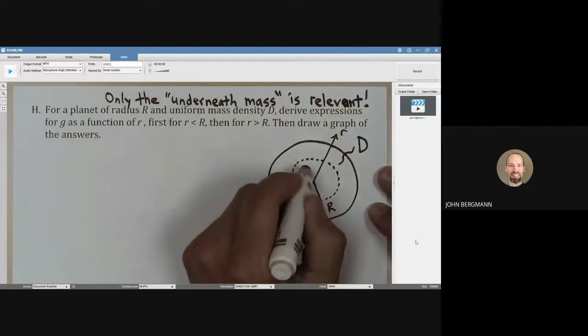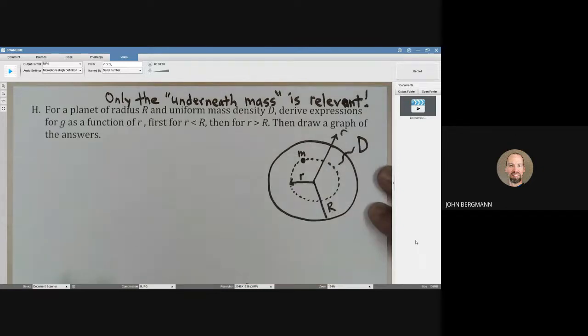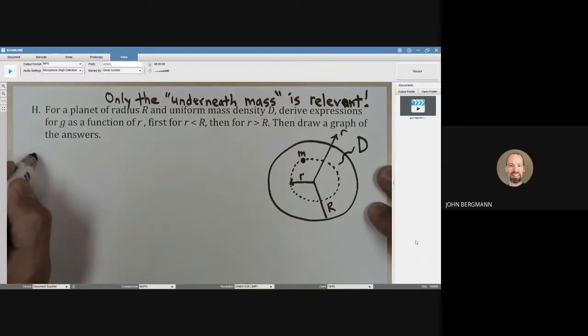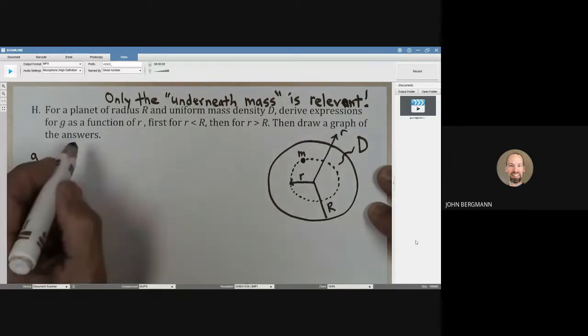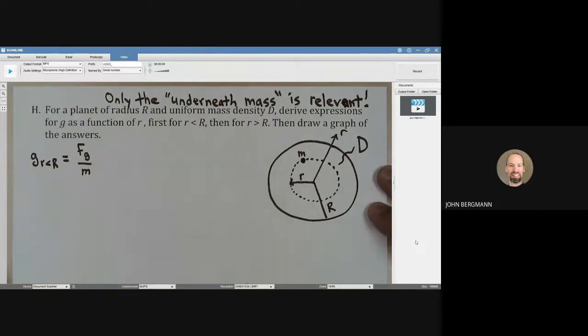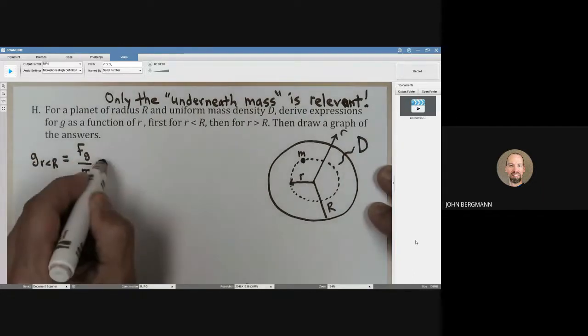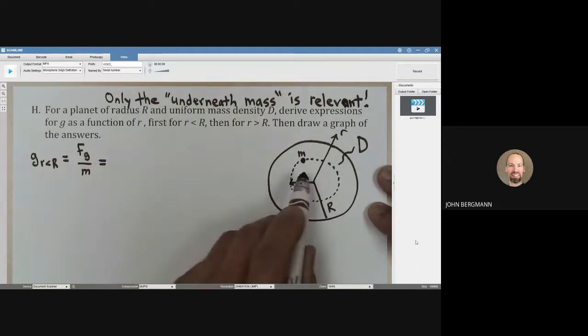So here's what we're going to do. We're going to take a pretend mass, little m, and I'm going to put him right there. We're going to say little g for little r less than big R, so we're going to do that case first. We said in an earlier video that this should equal the force of gravity on any mass divided by the mass itself. Well, what's the force of gravity on this little mass right here?